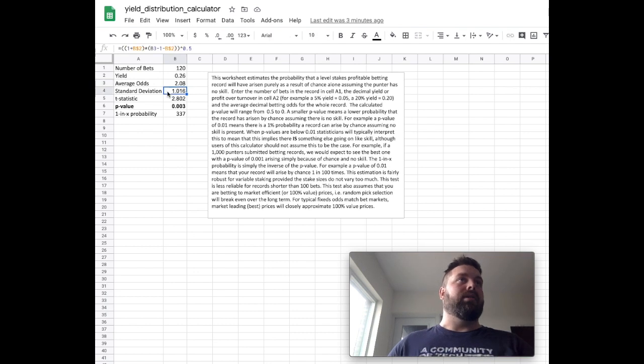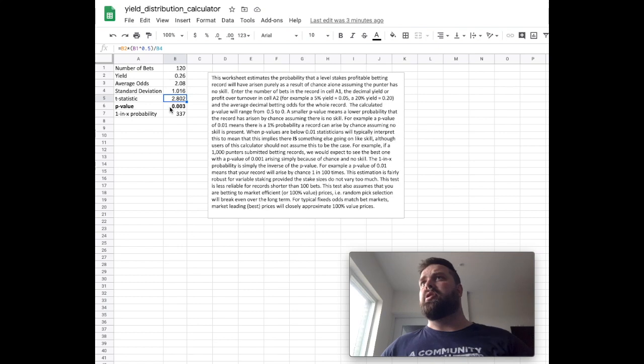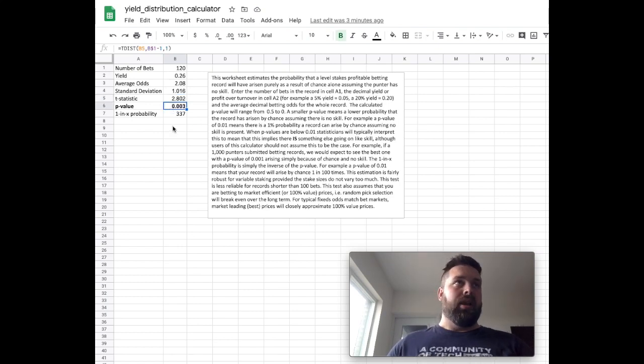And from there, it calculates the standard deviation as well as your T statistic. And then it gives you a p-value. And p-value, essentially, you can see here in this blurb, but a p-value of 0.01 means there's a 1% probability that a record can arise by chance, assuming no skill is present. So anything lower than 0.01, and that's usually a good indicator that something other than luck is playing a factor into these results. And then from there, you can just get the inverse, which is your 1 in x probability.